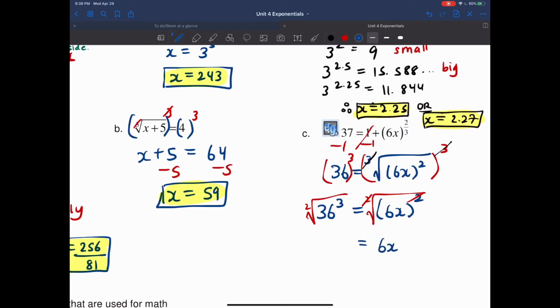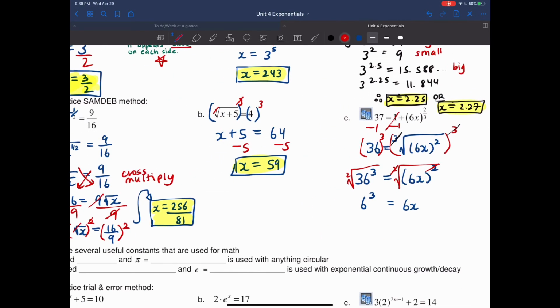And so then I'm going to get 6x on the left side. Well, square root of 36 is going to be a nice 6, because 36 is a perfect square. And so I have this, and I'm almost done. How do you get x by itself? You're going to divide by 6 on both sides, and x is going to equal 6 squared, because I'm going to subtract the 3 and the 1 by quotient law. And finally, I have x is equal to 36.